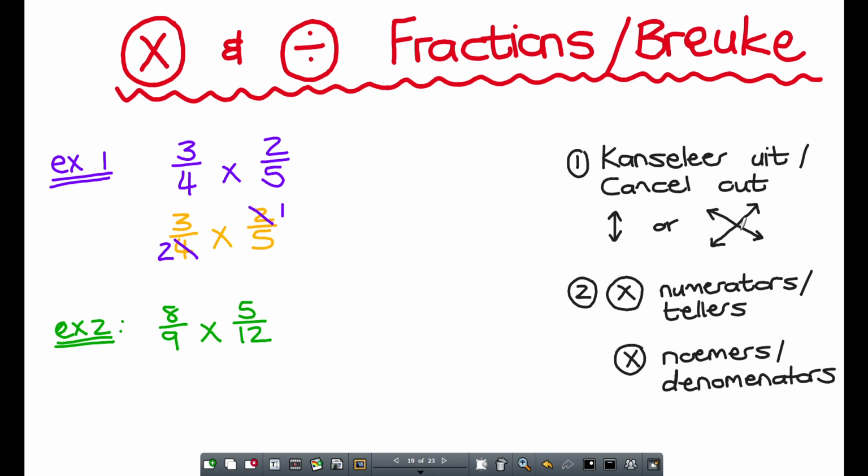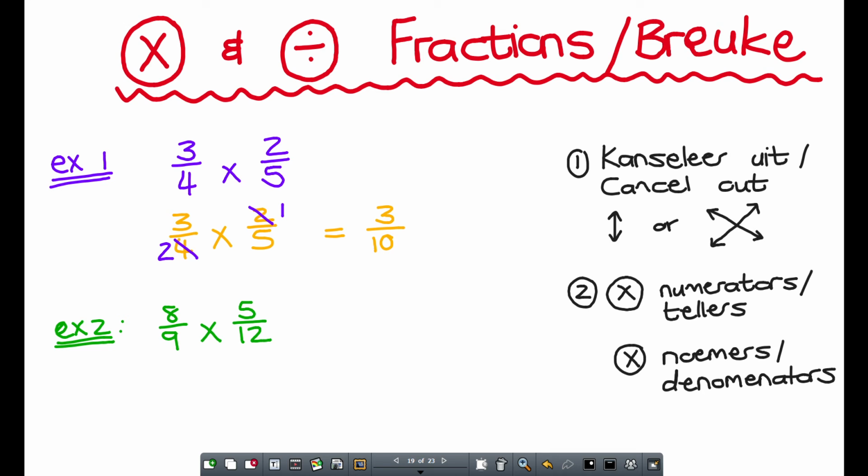So, after I cancel that, we go to step 2. So now I'm going to multiply the numerators, meaning the ones at the top. So 3 times 1, and that gives me 3. And now I multiply the denominators, the 2 times 5, and that gives me 10. So can you see that it's automatically in its simplest form? You guys fine with that?